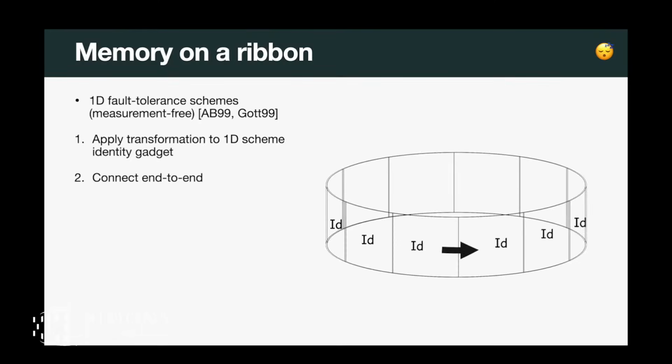Great. And then you're going to take the identity gadget of this fault-tolerant scheme that just implements error correction, and apply that transformation that I showed previously, and then arrange them end-to-end in a ribbon. What you have is your data circulating around in this ribbon, and your code blocks, as they circulate around the ribbon by repeated applications of the step 3 circuit, get error corrected. So far, so good.